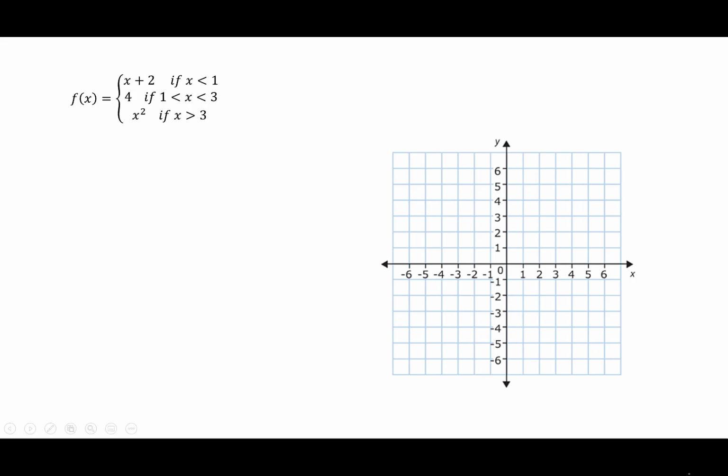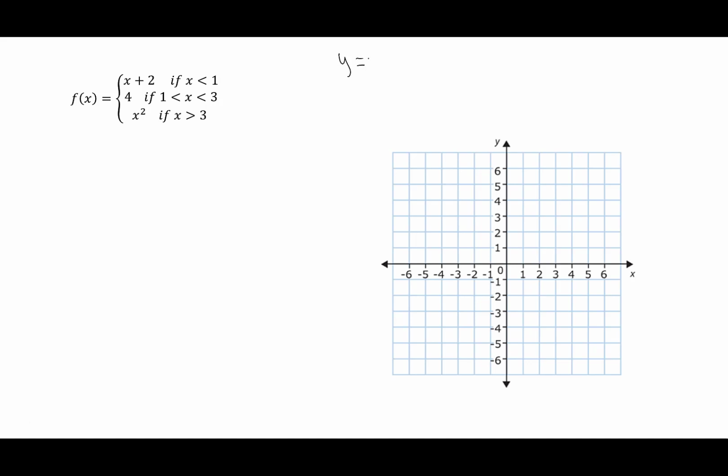So let's try again. This one's a little bit bigger. I have x plus 2 when x is less than 1. I have 4 when I'm between 1 and 3. And then I have x squared when x is greater than 3. So let's start with x being less than 1.